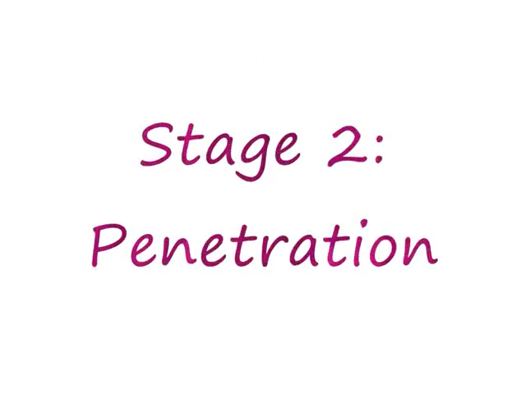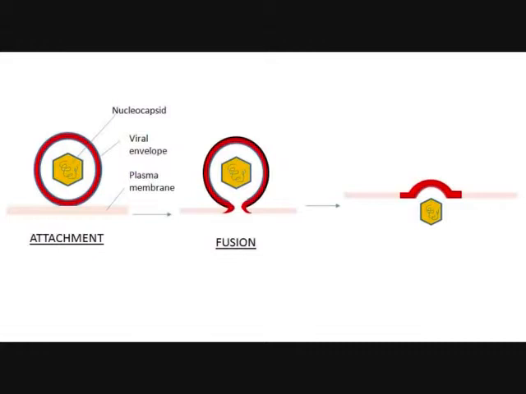Stage 2. Penetration. There are 2 general mechanisms which viruses use for penetration. The first method is a direct fusion of the viral envelope with the cytoplasmic membrane of a host cell. The virus leaves its envelope behind, merging it with the host cell surface membrane. This delivers the viral capsid into the cytoplasm of the host cell.